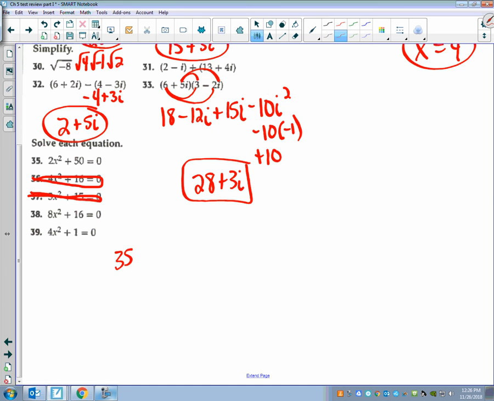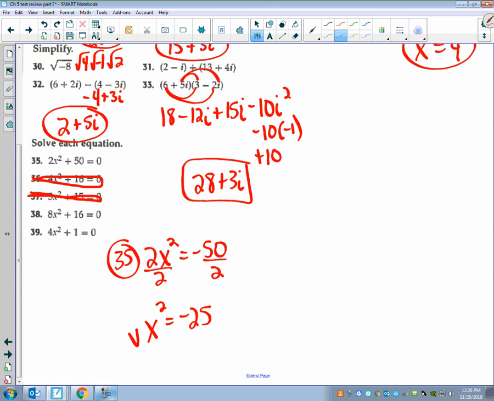And then the last thing you're going to have is solving these equations. So 35, the first thing that I would do is I would subtract 50 over to the other side. I would divide by 2, and I would get -25. Take the square root of both sides, and I get plus or minus 5i. Because it's plus or minus, the square root of 25 is 5, no square root sign, and then the -1 is what gives me the i.